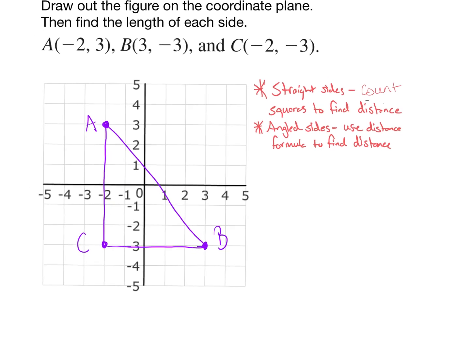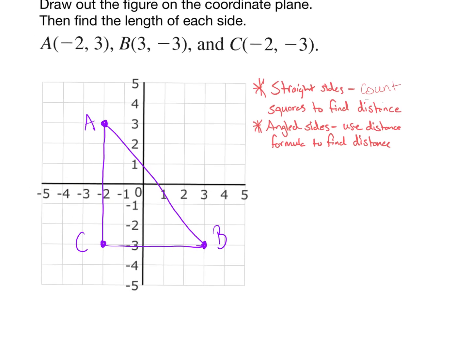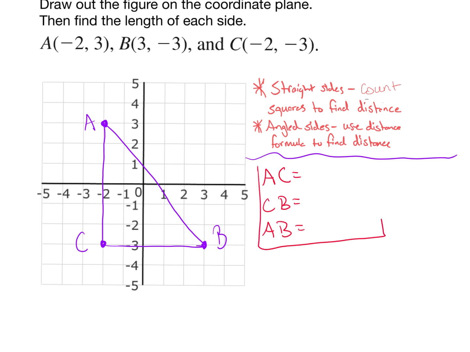So now we need to find the length of each one. So I have 3 sides here. I have side AC. I have side CB. And I have side AB. So the first one is AC. So is that a straight side? Yep, it's perfectly horizontal. Okay, just like CB is perfectly vertical.